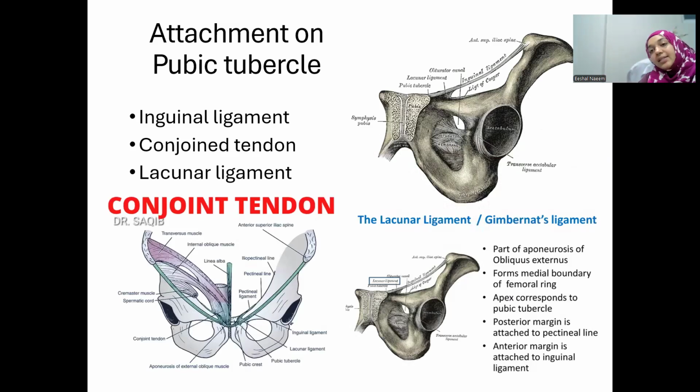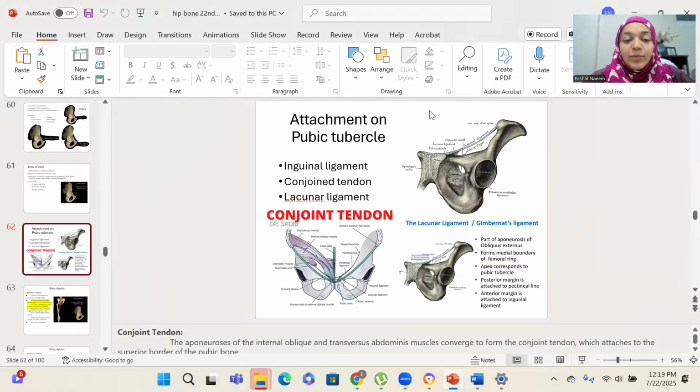The pubic tubercle, as we said, attaches the inguinal ligament to the anterior superior iliac spine. Here we can see that there are three things that attach to the pubic tubercle. First of all is the inguinal ligament. The second is the lacunar ligament, in which was the femoral canal. This is basically an aponeurosis of the external oblique, and it is also called Gimbernat's ligament. Now we have another tendon called the conjoint tendon that was attaching to the pubic tubercle also. The conjoint tendon is the same tendon that is attaching the rectus abdominis muscle. The aponeurosis of the internal oblique and transversus abdominis muscles converge to form the conjoint tendon, which attaches to the superior border of this pubic tubercle.